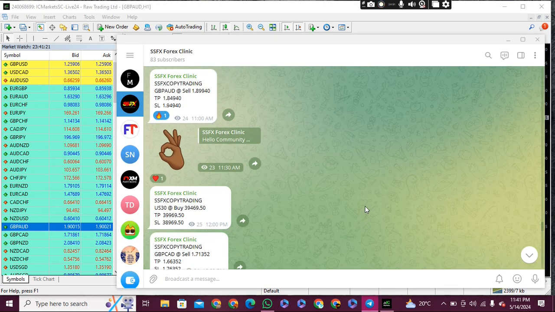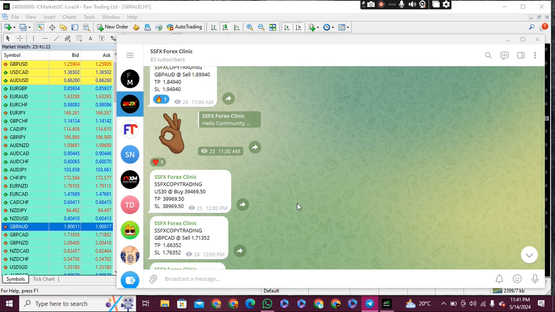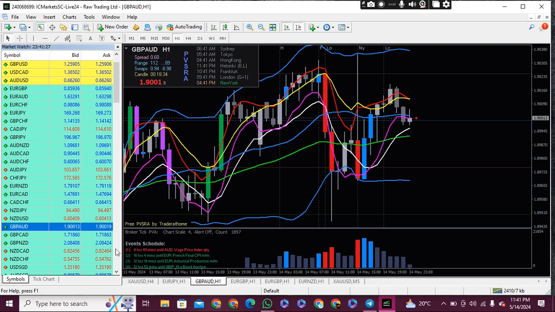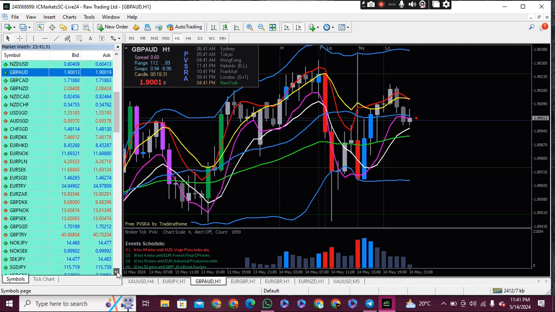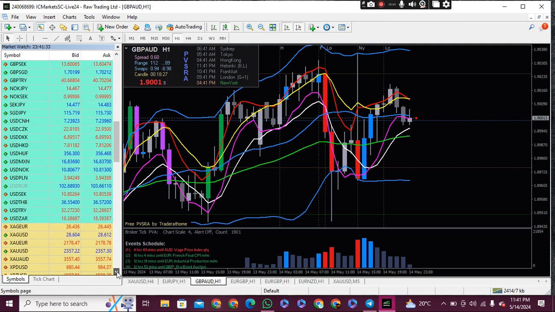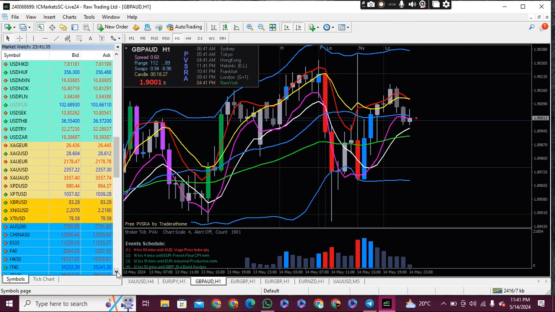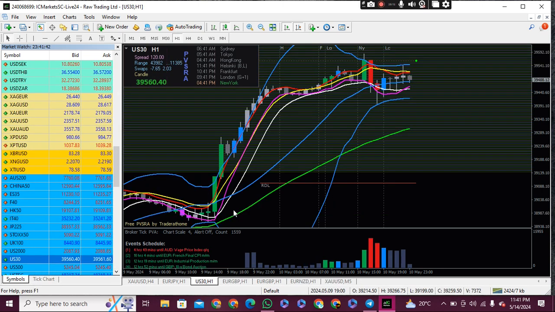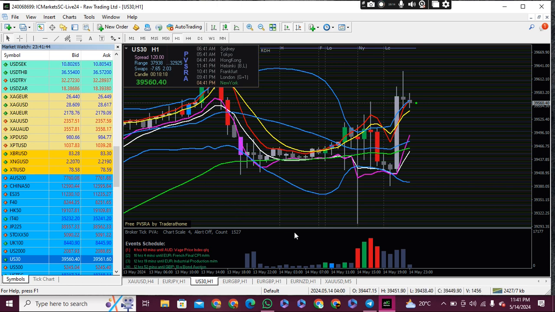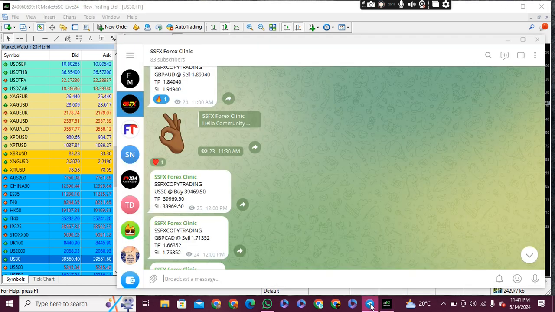So here we have US 30. I didn't take this trade, I think I was already exhausted. Also, please note this is an automated system. It can trade on your behalf.